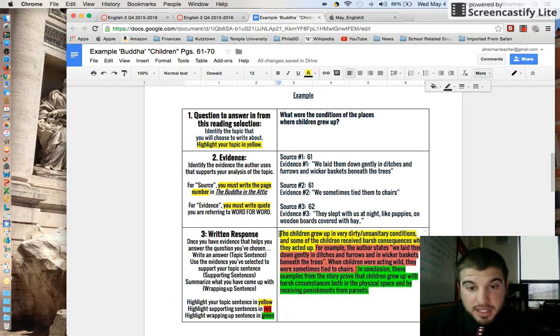And notice, this is my topic sentence. This is my general answer. I've highlighted it in yellow. Okay? Next, I need supporting sentences. Evidence from the story that supports what I said in my topic sentence. Basically like, hey, here's how I know that what I just said is right. So, there are two different ways that I introduce this. The first way is by saying, for example, the author states, and then quoting word for word what I found.